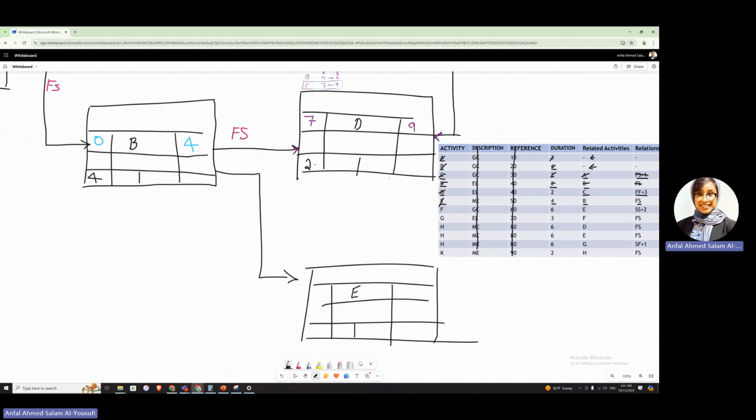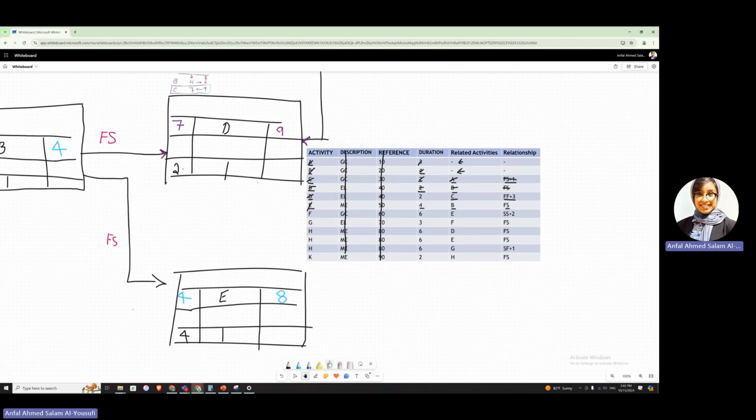The duration for E is 4. And the related activity is coming from B as mentioned before, and it is finish to start. Simply finish to start. You finish B and you start E, meaning you're going to start E in day number 4. If E is taking you 4 days, meaning you are going to finish it in day number 8. Okay, hope that is clear.